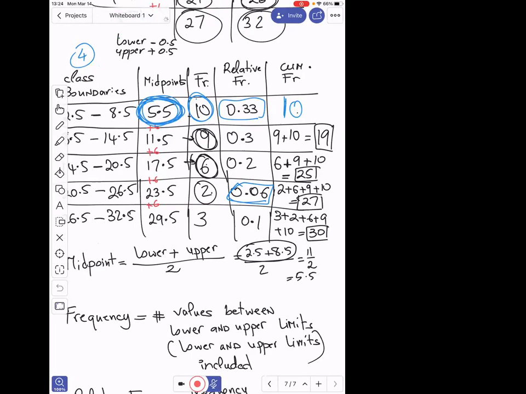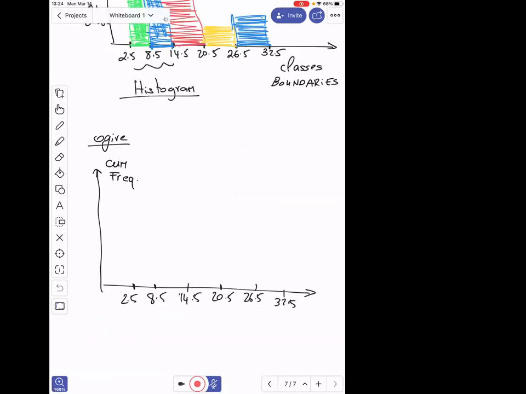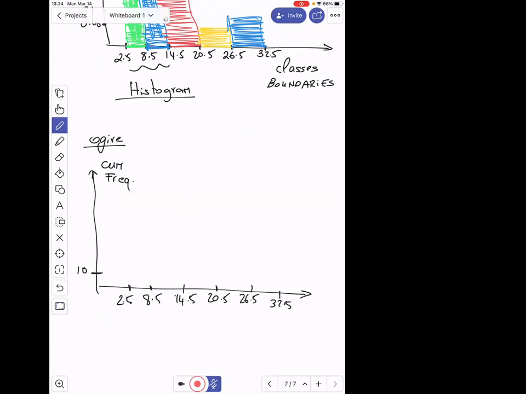So here, let's say this is 10, 19, 25, 27, and 30. The thing is, with the ogive, the starting point is always the lower boundary of the first class. So we start at 2.5. Then for the next class, the cumulative frequency is 10. Next class, cumulative frequency is 19, then 25 for the third, 27 for the fourth, and the last one is 30. All right, so if you join the points, then that will be your ogive.